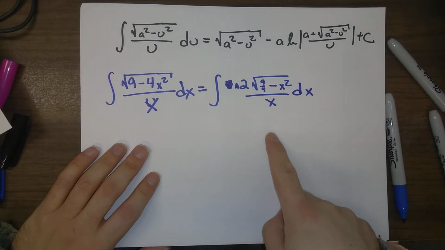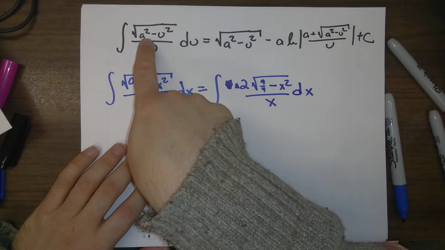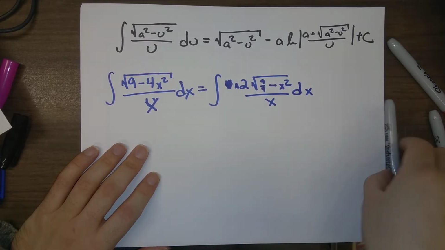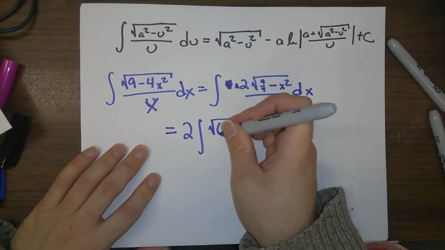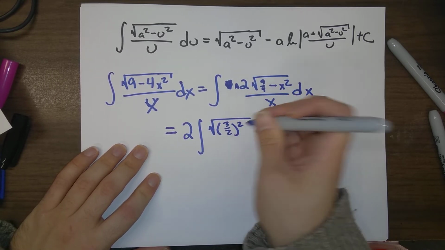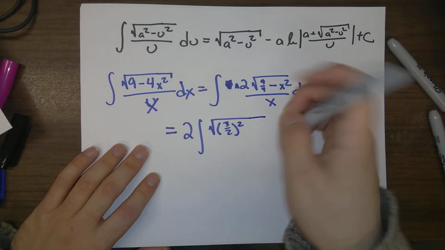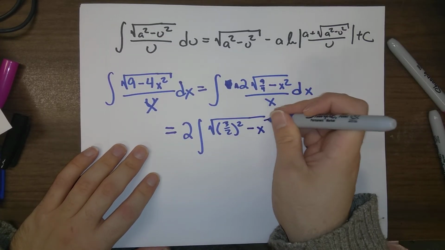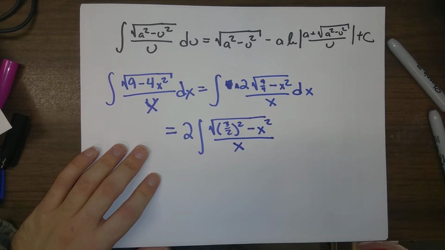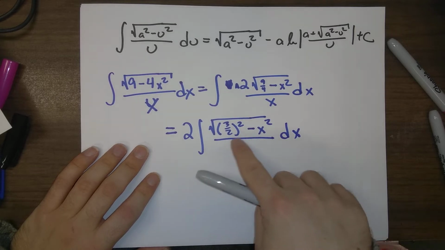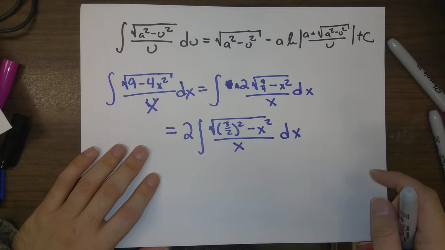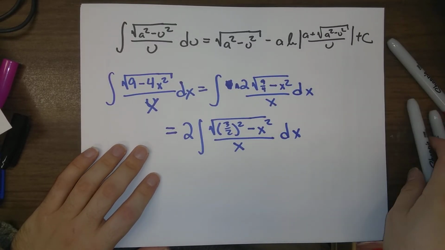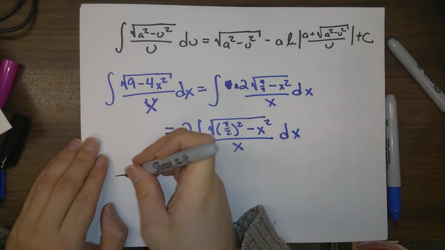Okay, now we should be able to play a pattern matching game. So a squared here, a is going to be 3/2, because when we square 3/2, we come up with 9/4, minus u squared, that's just going to be minus x squared, divided by x dx. And so now, this looks exactly like this, and we're ready to apply this formula up here. So what do we end up with?